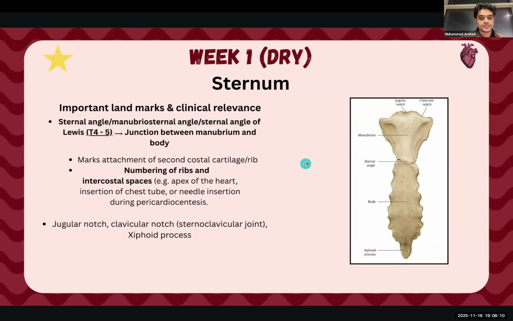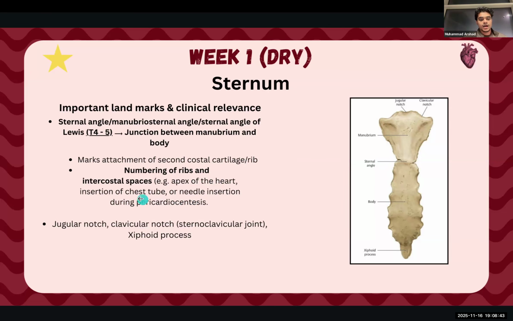Well, the sternal angle marks the attachment of the second costal cartilage, or the rib, and we can actually feel the sternal angle. It's palpable. So we know that this is where the second costal cartilage or rib is, and using that information, we can then number the ribs and intercostal spaces. That's relevant to a number of different things. We can tell where the apex of the heart is, for example, and it's relevant for a bunch of clinical procedures. For example, the insertion of a chest tube or a needle insertion during pericardial effusion, which I'm sure you guys have covered. It's basically when you have inflammation, like excess fluid buildup in the pericardial cavity.